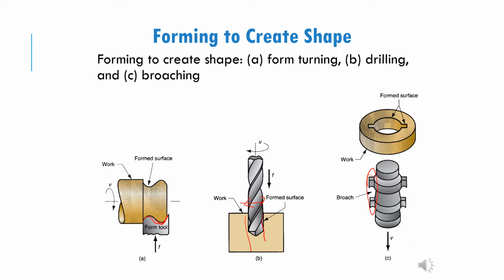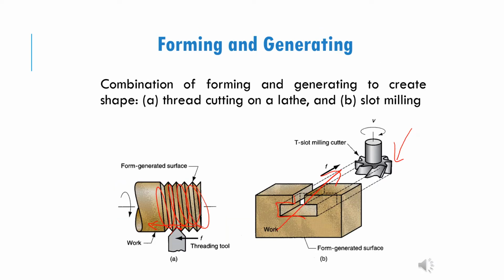So for forming to create the shape, here are the examples. A is form turning, where the shape on the workpiece depends on the form tool. The second one is drilling. If you can see the drilling, the diameter of the hole created depends on the tool bit of the cutting tool. And the last one is broaching. Broaching depends on the shape of the broach tool that creates the shape on the workpiece.